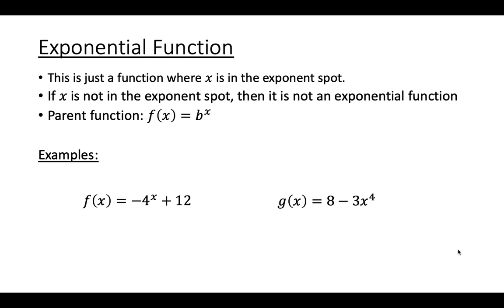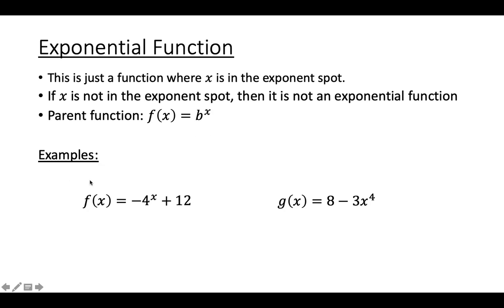And this is the most basic version that we could write the equation for this function. The parent function is this, b with x in the exponent spot. So b is just any random number, 2, 3, 5, -12, whatever. b is a number, and x is up here in the exponent spot. And this is the most basic version of one of these equations that you can have. We're going to look at what one of these looks like and then build on that a little bit.